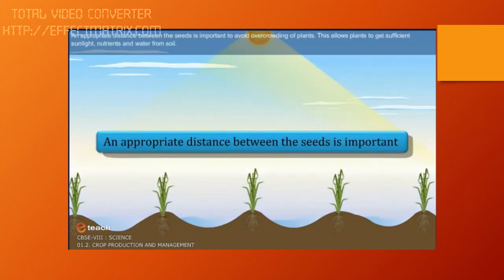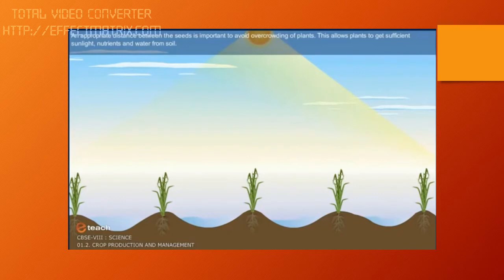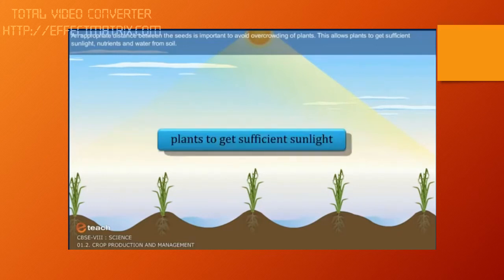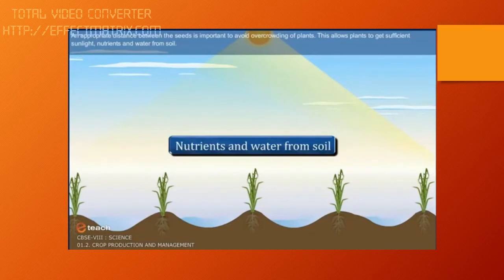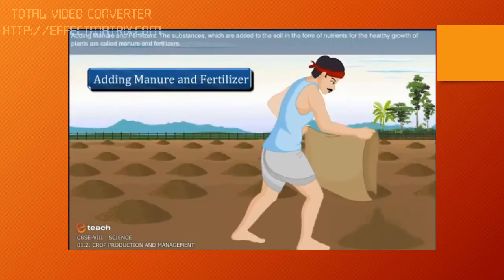An appropriate distance between the seeds is important to avoid overcrowding of plants. This allows plants to get sufficient sunlight, nutrients and water from the soil. Adding manure and fertilizers. The substances which are added to the soil in the form of nutrients for the healthy growth of plants are called manure and fertilizers.